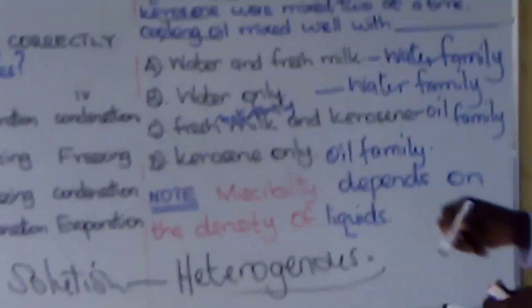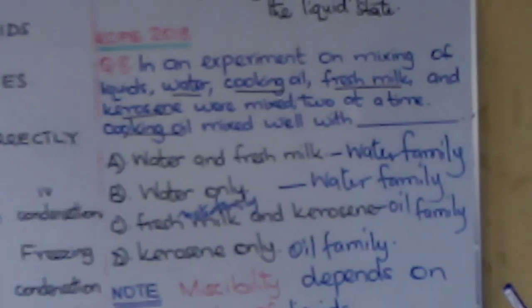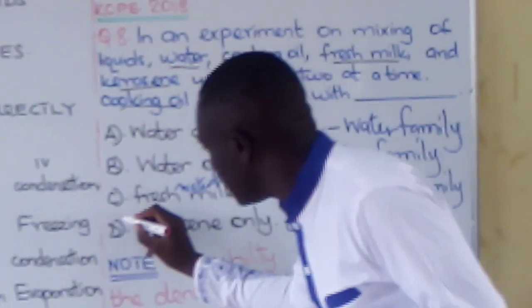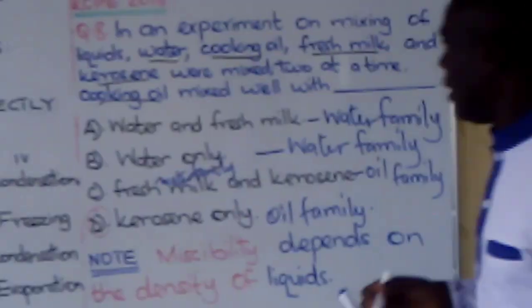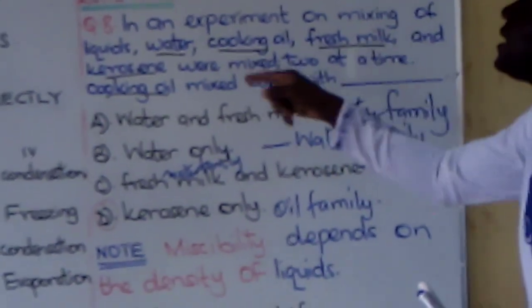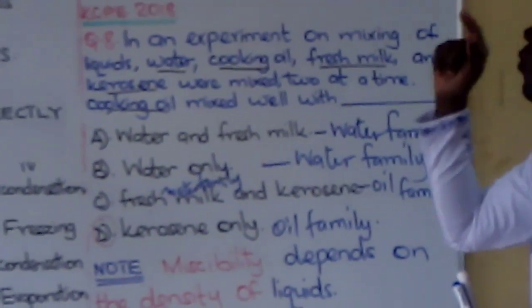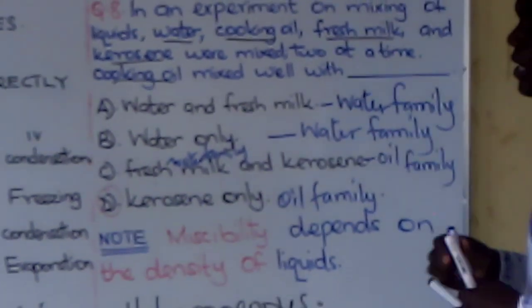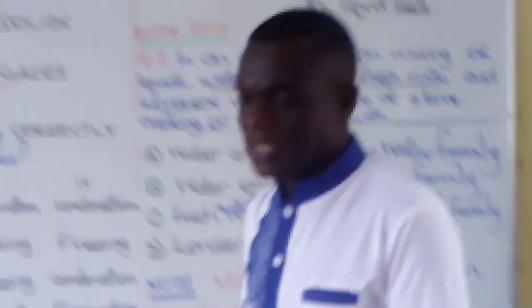It is now obvious, boys and girls, that the right answer is D. The right answer is D, because cooking oil needs a liquid from oil family, and that is kerosene. Did you understand that, boys and girls?